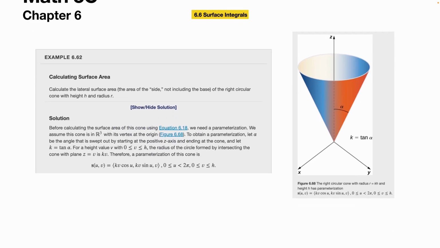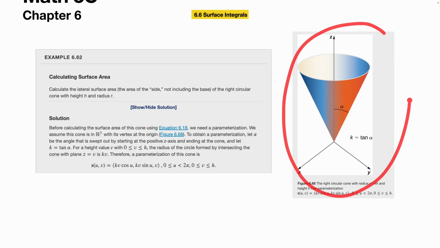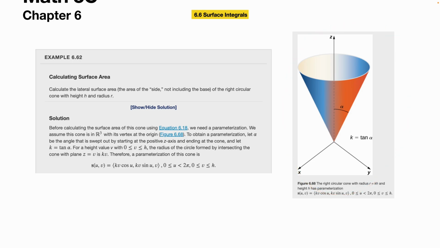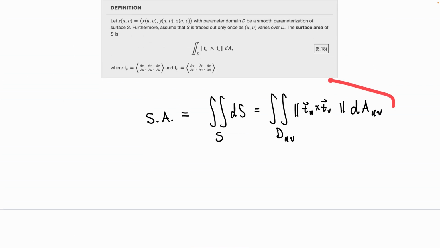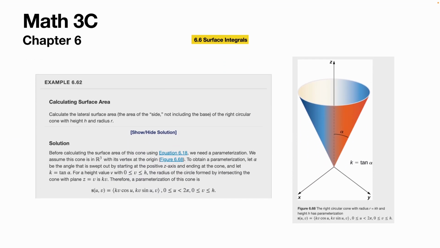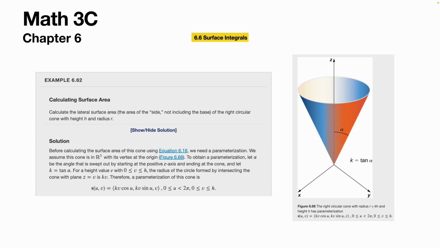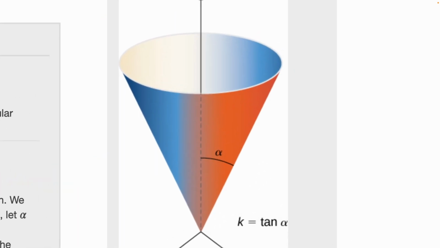Okay, let's do an example. And we'll do an example with this cone over here. And we'll do an example where we actually calculate the surface area. That means that we'll rely on this formula here, which they call 6.18. Okay, so the first thing that we're going to want to do is come up with this parameterization. So let's take a look at the picture.